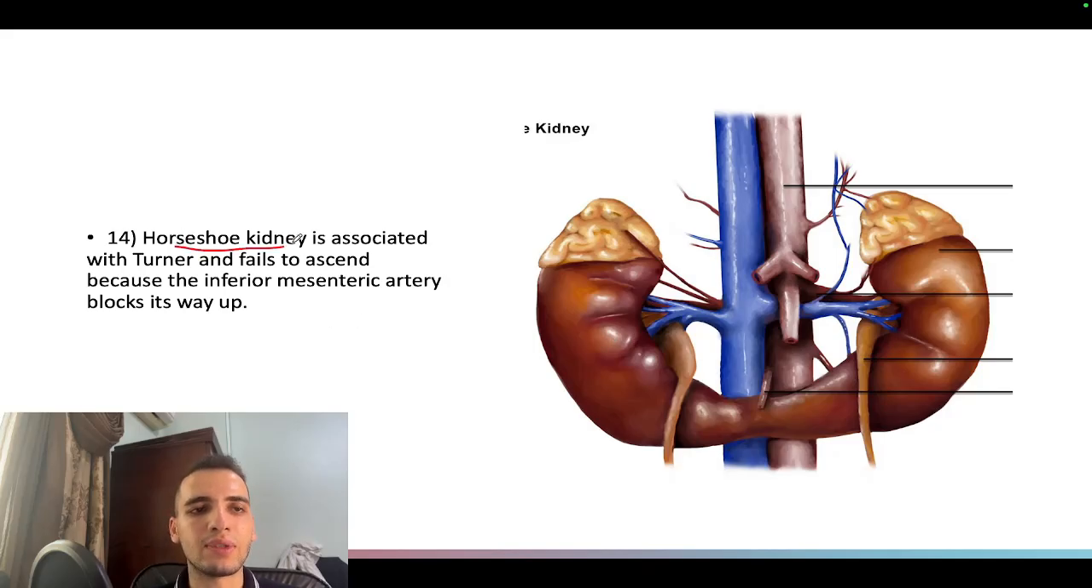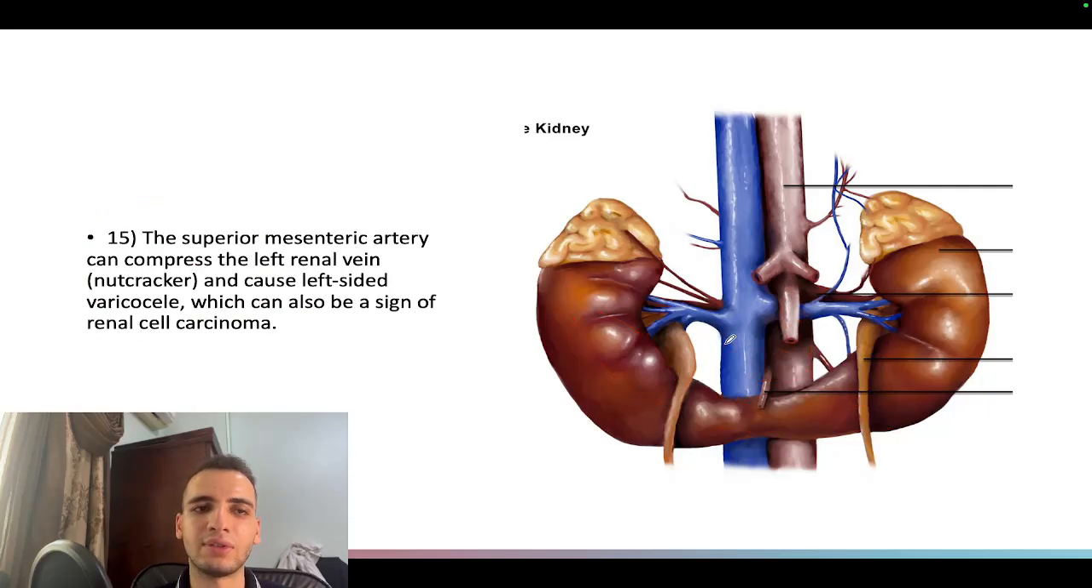The next concept is that horseshoe kidney is associated with Turner syndrome. And the problem with horseshoe kidney is that usually our kidneys are formed in the pelvis and then they ascend. Because these kidneys are connected together, when they try to ascend, they will be blocked by the inferior mesenteric artery. And when they get blocked by the inferior mesenteric artery, then they will fail to ascend and they will stay downward. Usually the person will be asymptomatic, but they love to ask about this artery. They will tell you which artery prevents the ascension.